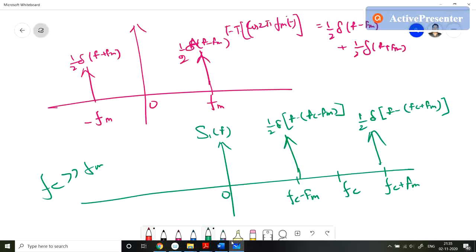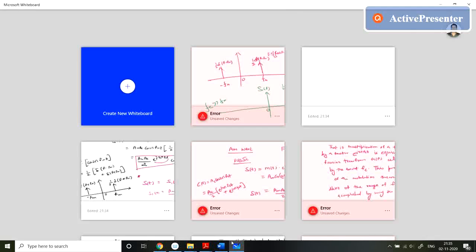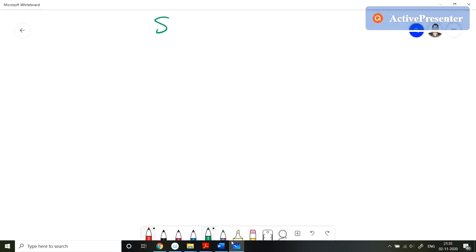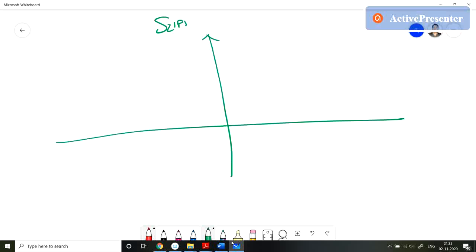In a similar way, we have the spectrum of S2(f). So what is the spectrum of S2(f)? The spectrum of S2(f) has two delta functions of strength Ac Am divided by 2 δ.